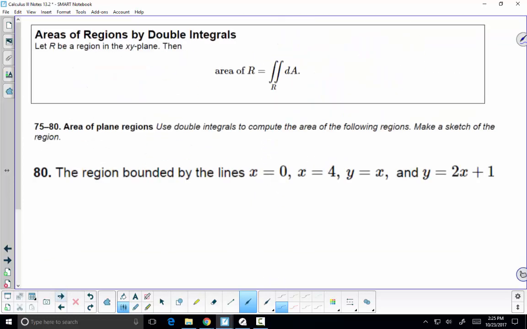Okay, so we talked about this last time, that if you have the double integral of an element, you get area. If you have the double integral of a function, you get volume. So double integral of an element, you get area. Double integral of a function, you get the volume above region R and below the surface.